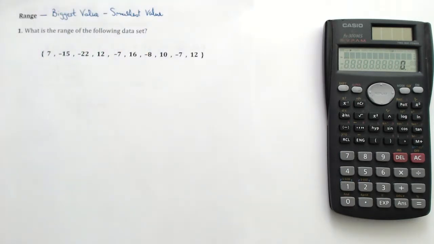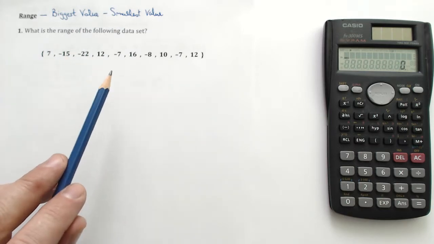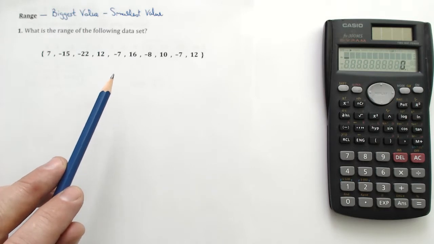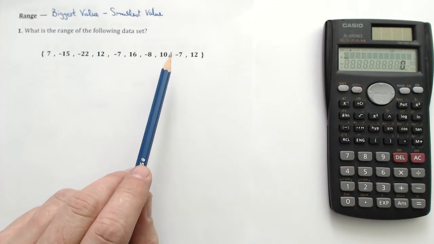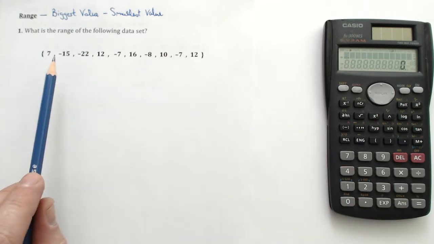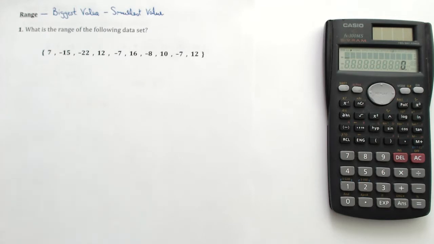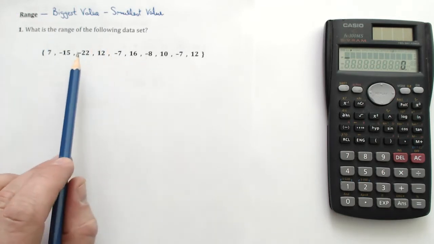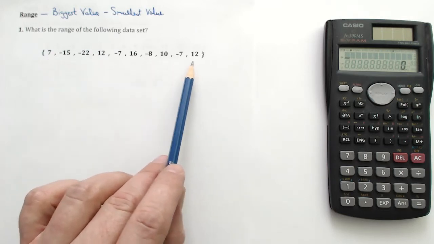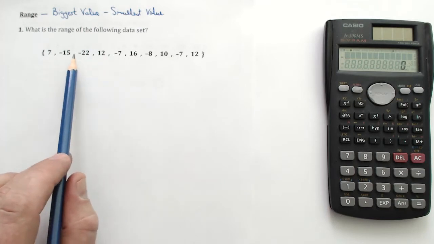In other words, for range, what we're trying to learn is how far apart are the extremes of any set of points in your data. So when you look at the data, it's really important. I want you to notice that this one is not in order, and they're intentionally all mixed up. And so you have to be very careful when you're doing these to make sure that you identify correctly the smallest possible value and your largest possible value.